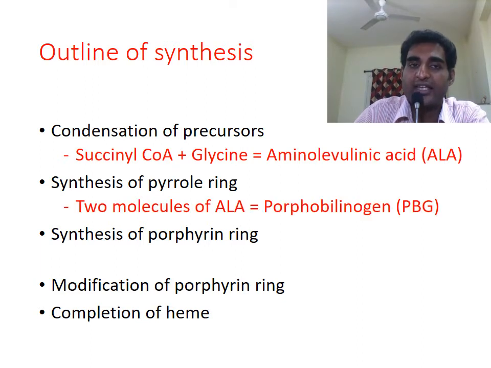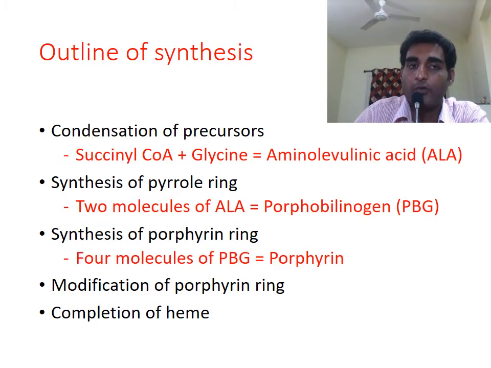Two molecules of ALA then join to produce a pyrrole compound called porphobilinogen or PBG. 4 PBG molecules are then joined to form a porphyrin ring. This porphyrin ring is then modified and an iron is incorporated in its nucleus to complete a heme.